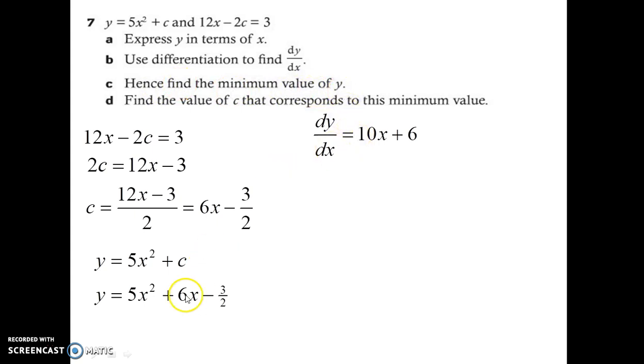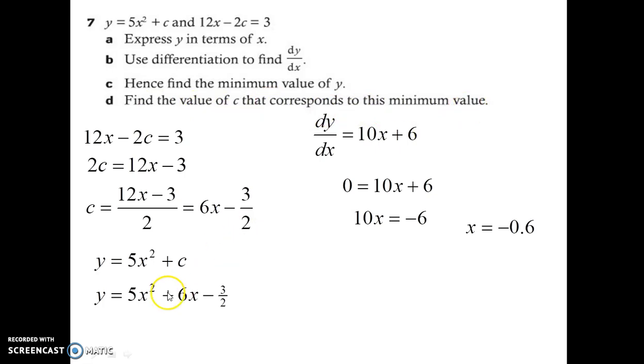Part C says, hence, find the minimum value of y. Okay, so we have this function. The minimum point exists where the tangent line is horizontal. And when the tangent line is horizontal, it has no slope. So we're going to make the derivative equal to 0, 0 slope. So 0 equals this, the derivative function. Let's solve that. 10x equals negative 6, so x equals negative 0.6. And now in D, it says find the value of c that corresponds to this minimum value.